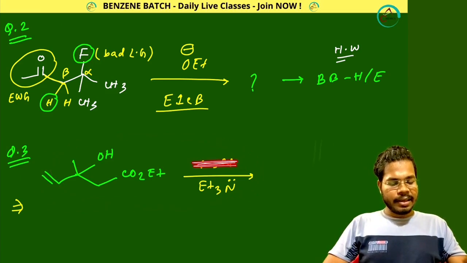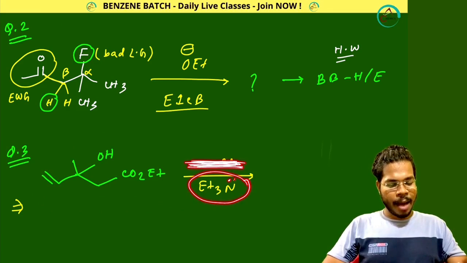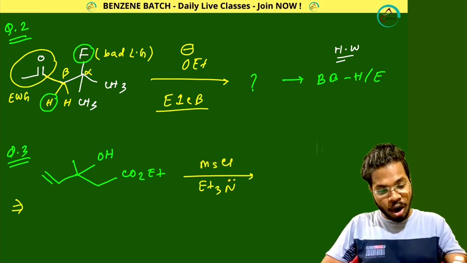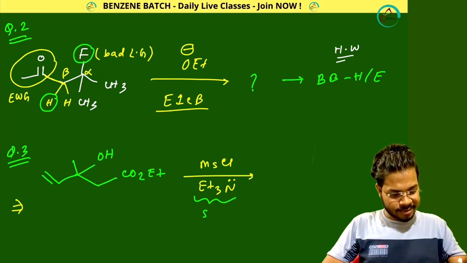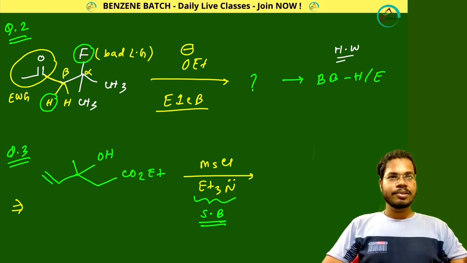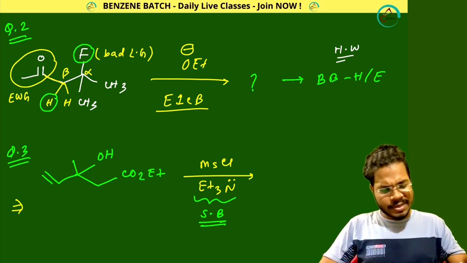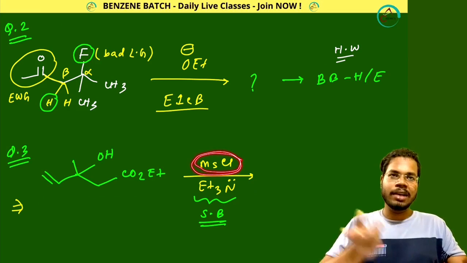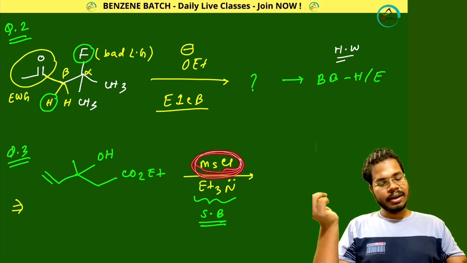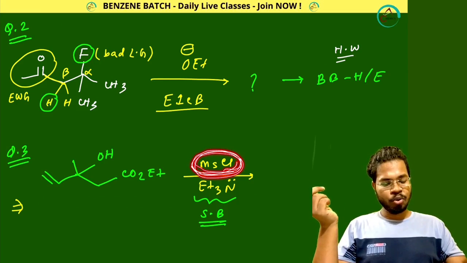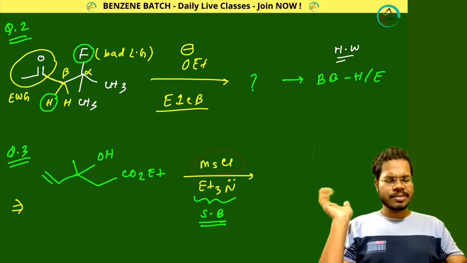So if I ignore this, I will be having this. Nitrogen has a lone pair of electrons, and this will act as a strong base. This is a very strong base. So now I hope you can do it. But I am solving it because sometimes if you are getting MsCl, you may get confused. You may get confused about how to deal with this. It's a very simple thing.